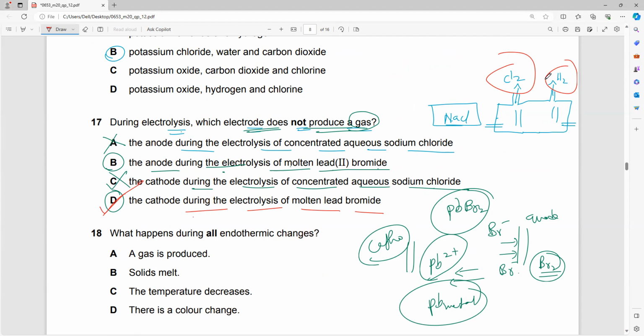Page number 30. You all see, at the cathode we are going to get the hydrogen gas, and at the anode we are going to get the chlorine gas. So that's why both options A and C are avoided. But options B and D are the electrolysis method, the refining method.